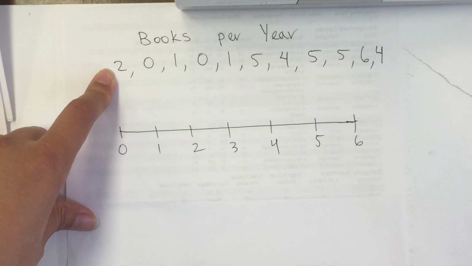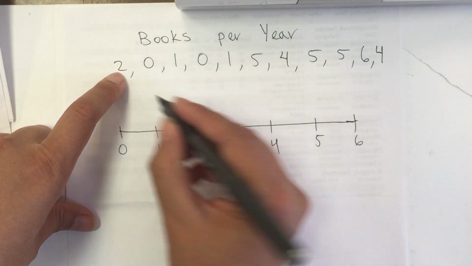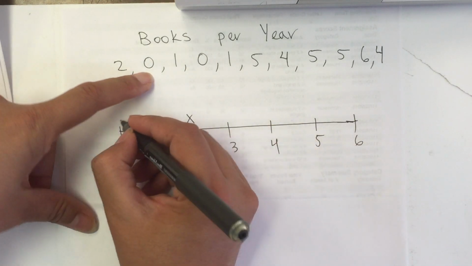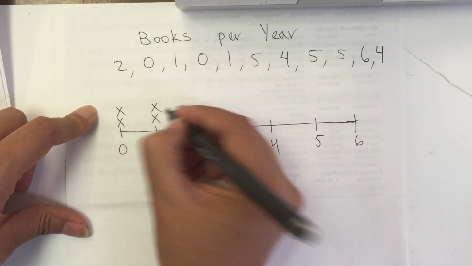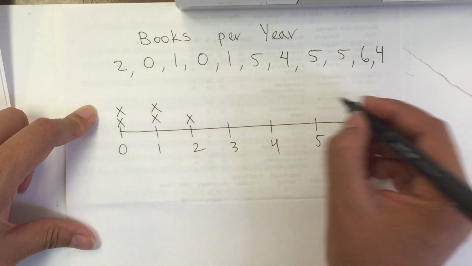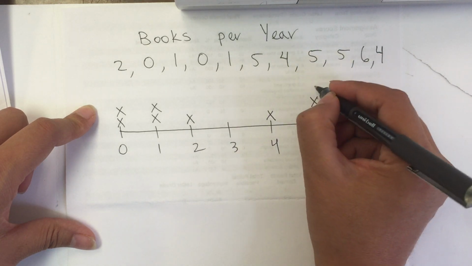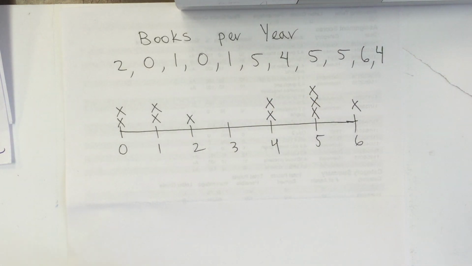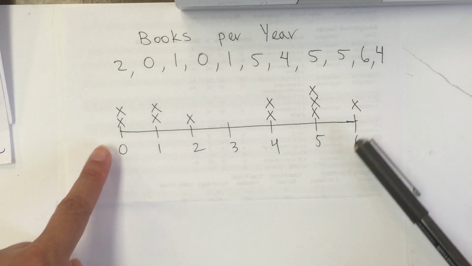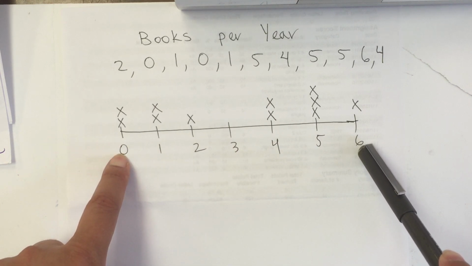So when you graph it on a number line, all it's asking is, okay, how many? 2, a 0, 1, a 0, 1, 5, 4, 5, 5, 6, and 4. Okay, and we can see how the data is spread, and comparing like the range from 0 to 6, 6 minus 0 is 6.